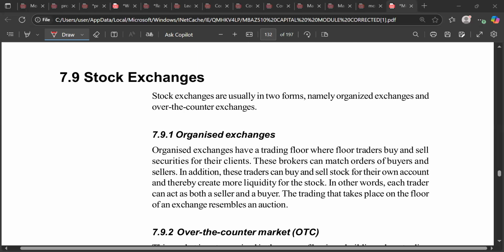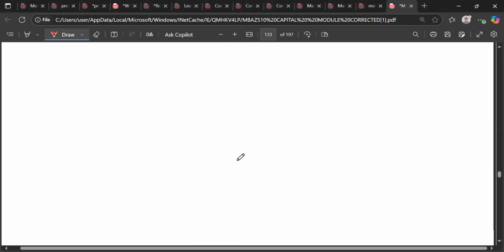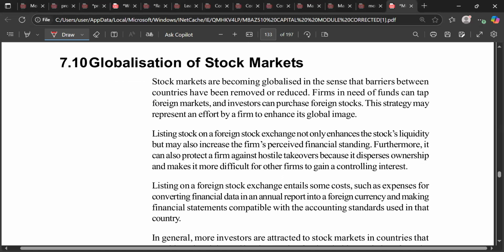Now, let's look at the next part on the globalization of stock markets. For a stock market, you have integration trends. Firms tend to list internationally to diversify their investor base and to improve credibility. Investors also access foreign markets for returns and for diversification.